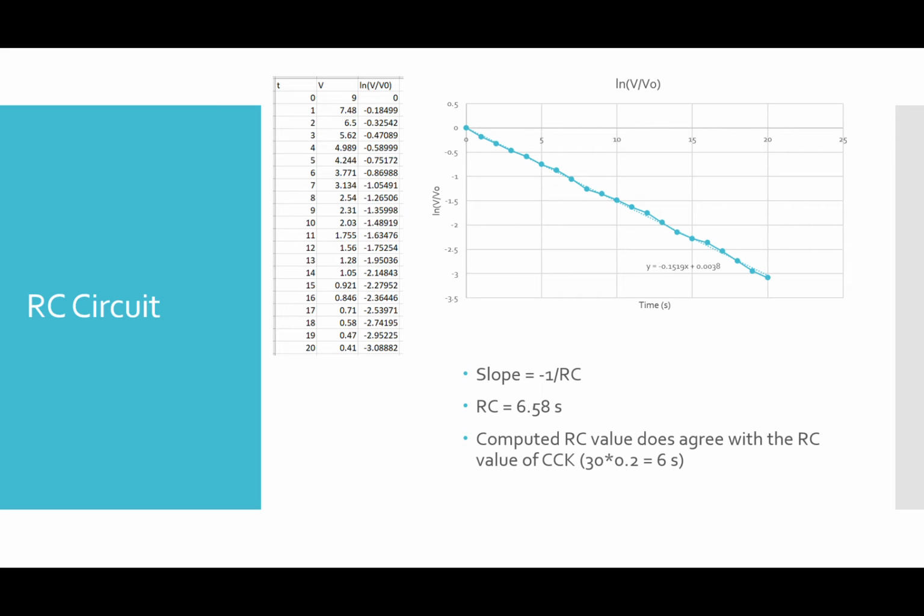Taking the slope, which was negative 0.1519, I calculated the RC value to be 6.58 seconds. The computed RC value above does agree with the RC value of the CCK simulation, because that is 30 times 0.2, which gives you 6 seconds.